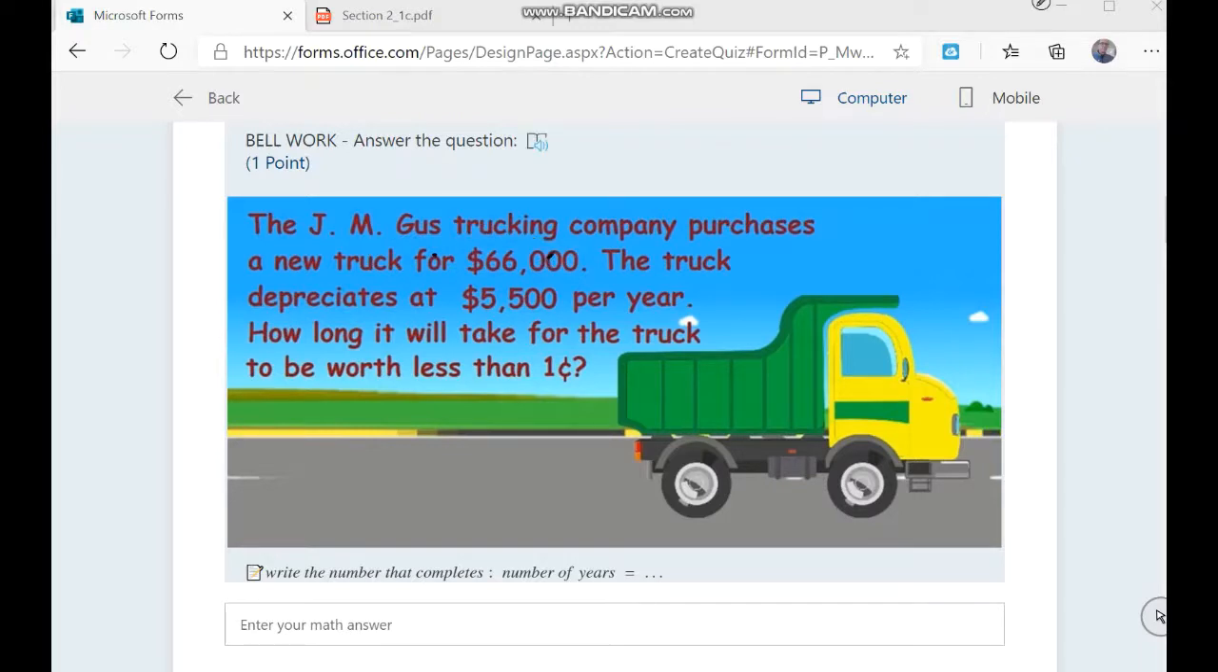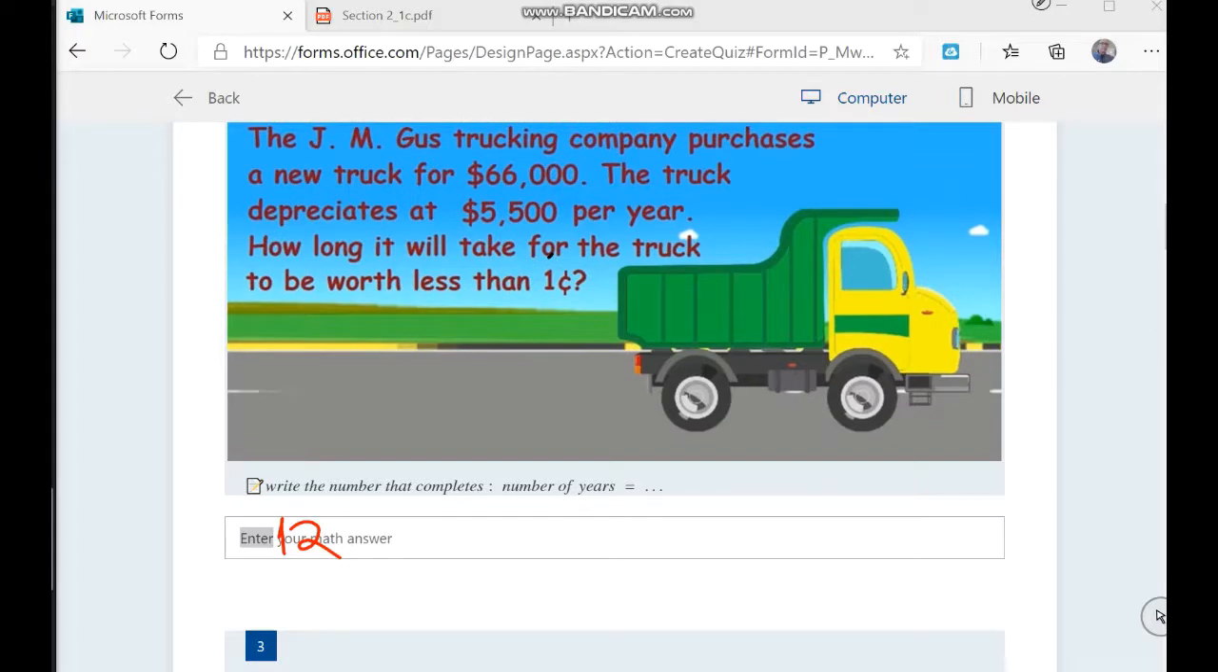And again, the Bell work, let me read to you. The J.M. Gus Trucking Company purchased a new truck for $66,000. The truck depreciates at $5,500 per year. How long will it take for the truck to be worth less than 1 cent? That means in how many years will the truck be worthless. Type your answers, type your guesses. So the answer here is going to be 12 years.